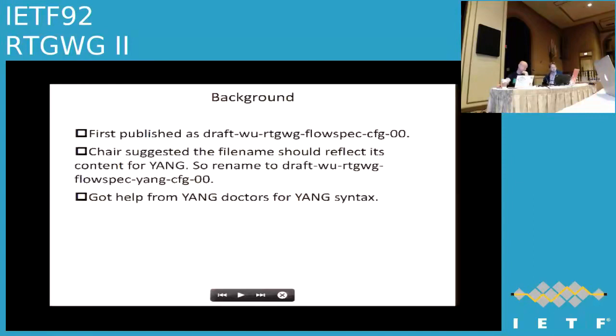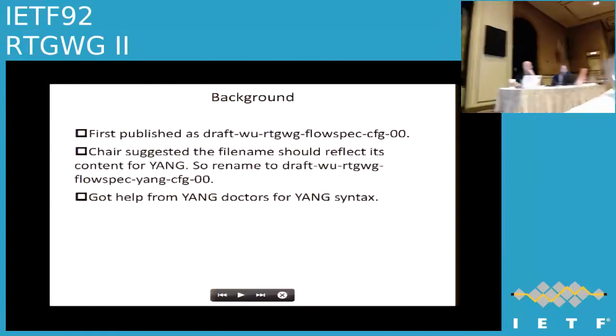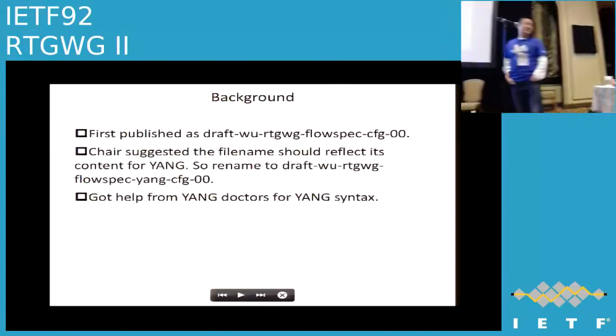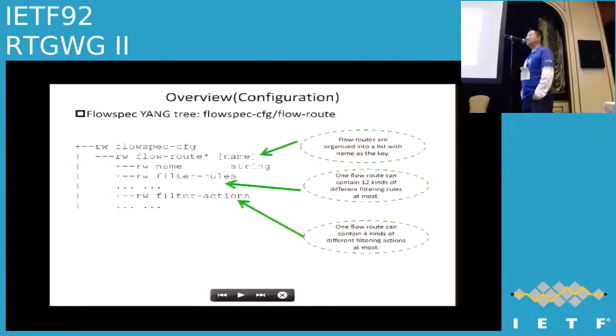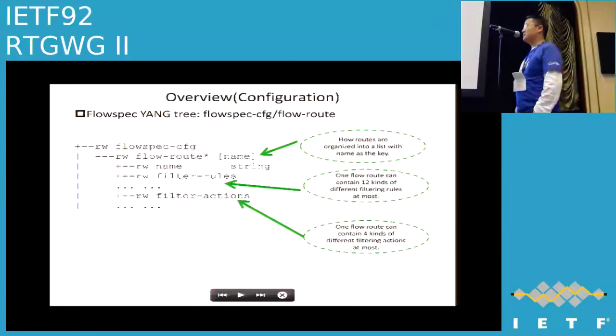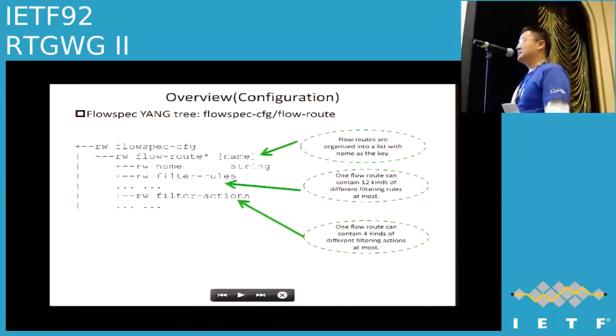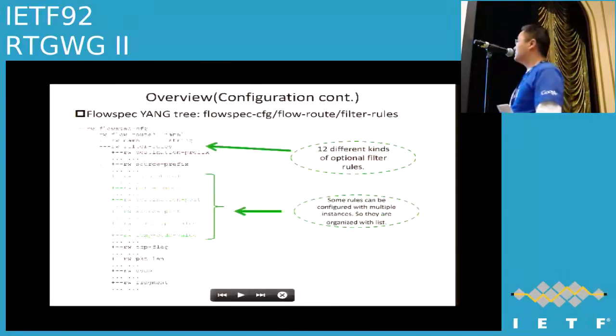Okay, this is the main skeleton for the configuration part, which included the flow specification route, organized into a list with the name as the key, and included two main parts. One is filtering rules, the other is corresponding actions. Next, please. This is the more detailed view for the filtering rules. According to RFC 5575, there are 12 filtering rules altogether, and they are listed here. Maybe you cannot see it, but you can see it in the draft. Okay, next, please.